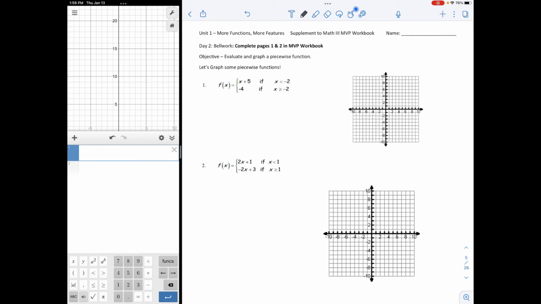Okay, welcome back to lesson 1, video 2. In the previous video, I think I lied. I told you we were going to evaluate a piecewise function, but that will have to wait until tomorrow. What we're actually doing today is graphing a piecewise function using Desmos.